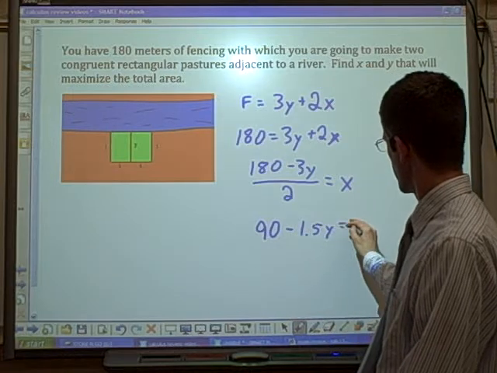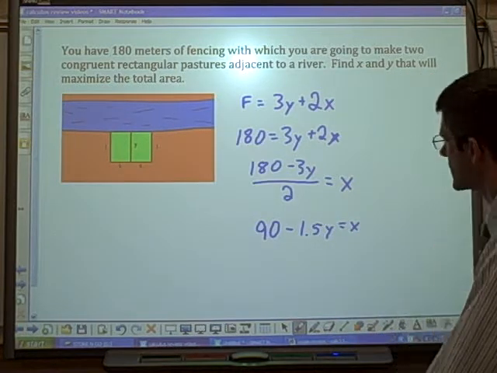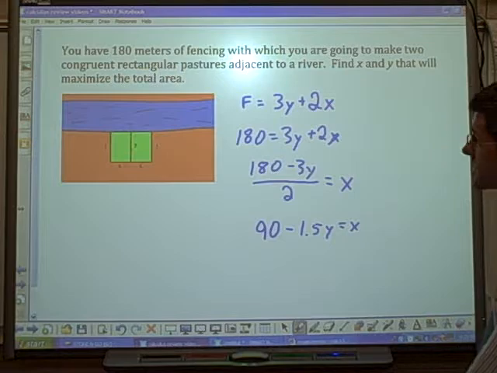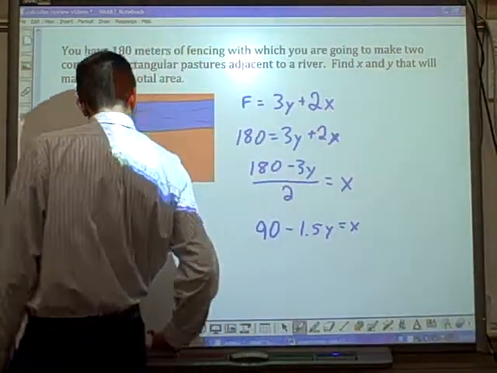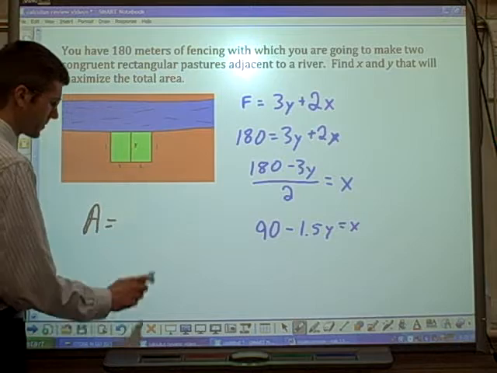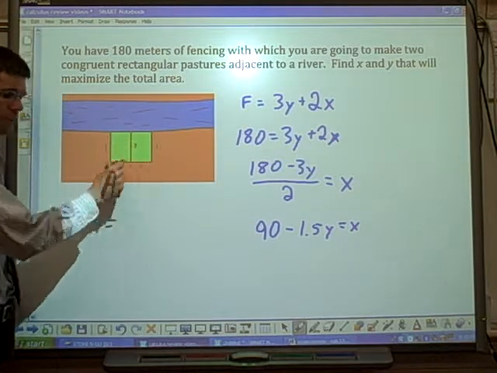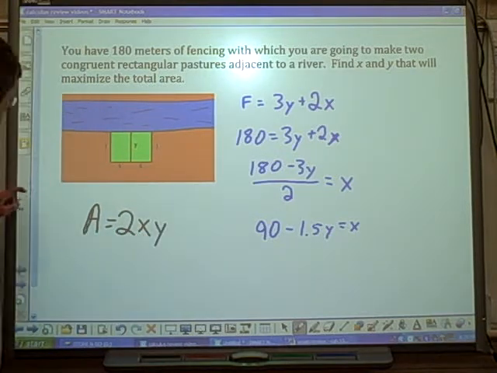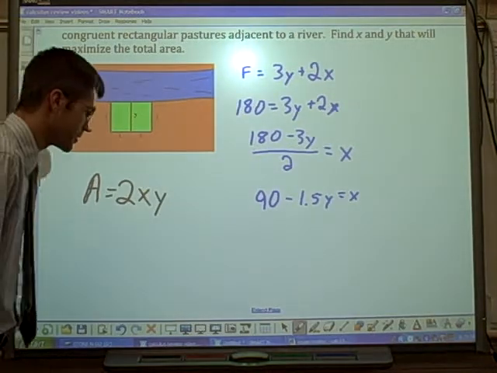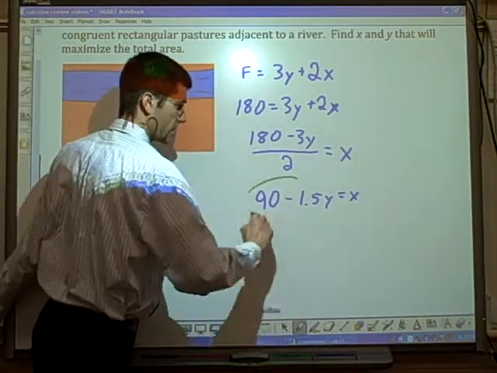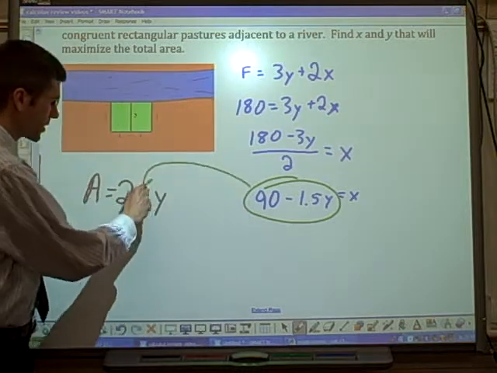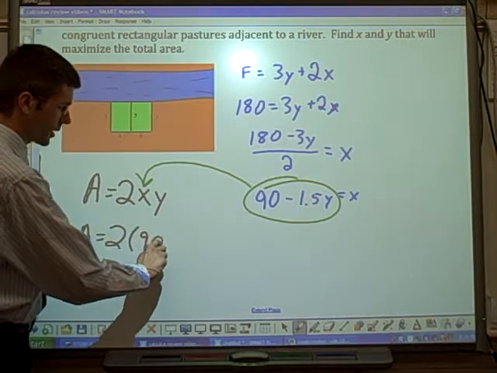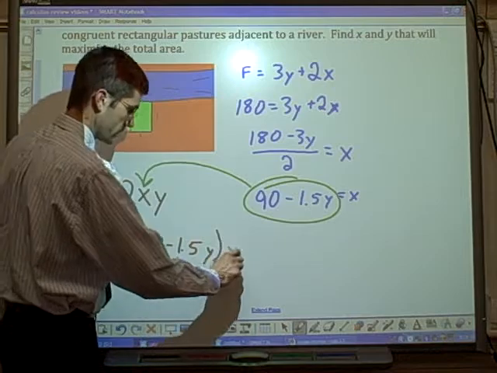This is fine, but let's make it even finer. Hey, equation, you're looking mighty fine. All right, what are you doing with your fine self-equation? I'm substituting. Substituting into what, you might ask? Well, it's asking about the area. Since it's asking about the area, we need to find an equation for area. Well, this area is two congruent rectangles that measure X by Y. Okay, we're going to take this that is equal to X, and plug it in right there for X. Area equals 2 of those: 90 minus 1.5 Y times Y.